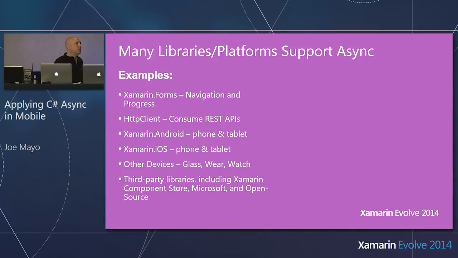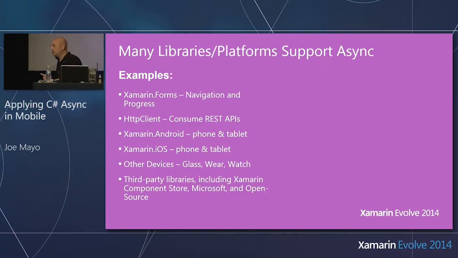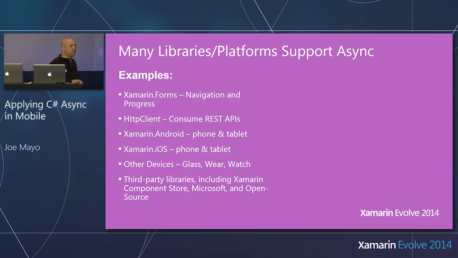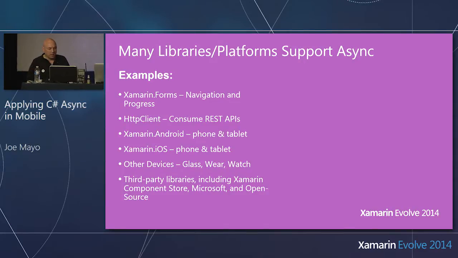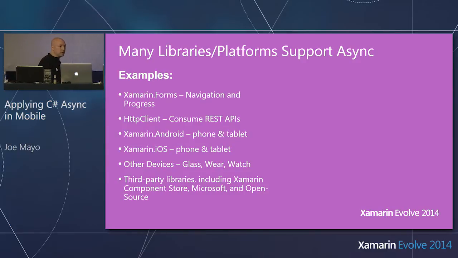This last part I had about third-party libraries, this is important because Xamarin recently opened a strategic relationship with Microsoft, and Microsoft opened up their PCL libraries. So now you have the power of all of these NuGet packages that you could never bring into your Xamarin apps before. And those are available. Many of them are beginning to use async. A lot of them already do. There's also the Xamarin Component Store and other open source libraries.